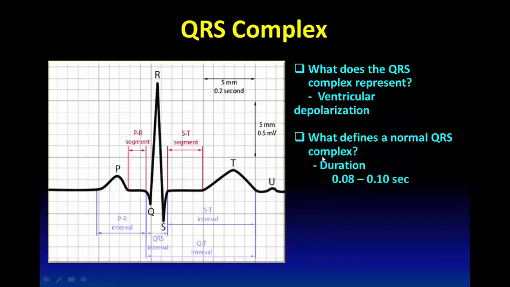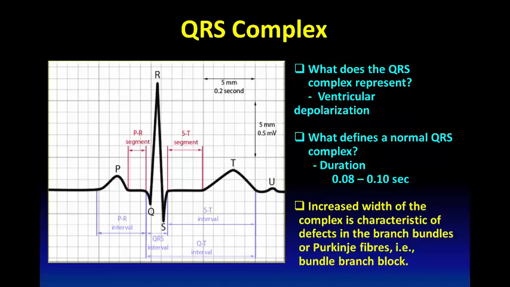And what defines a normal QRS complex? A duration of 0.08, 2 small squares, up to 0.1 second, 2 small squares and a half. So for this QRS complex, this is 1 small square, and this is half a small square, this is half a small square. So the duration of the QRS complex in this ECG lead is 2 small squares, which is equivalent to 0.08 of a second. So it is a normal duration of the QRS complex.